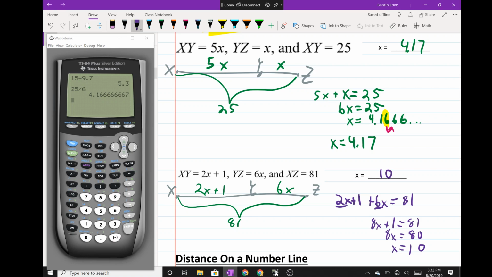Which part? Okay, so right here, the 2x plus 6x became 8x. The 1 just dropped down to there. Okay, then we're going to subtract 1 on both sides. So if I subtract 1 here and subtract 1 here, 81 minus 1 becomes 80, and that guy goes away. Then we're going to divide both sides by 8. 80 divided by 8 is 10.